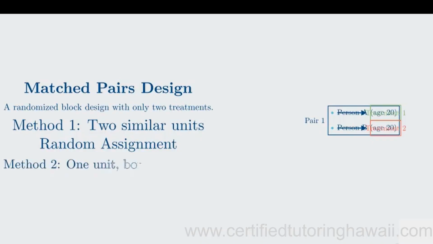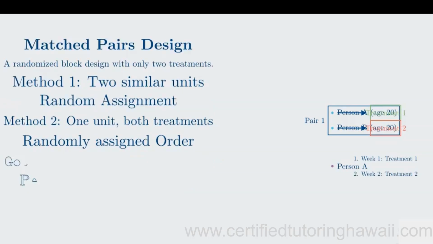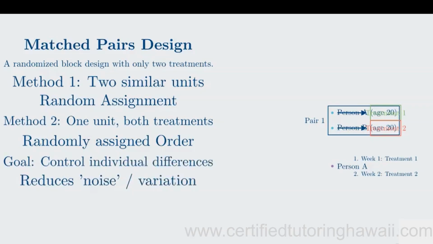The second method is to have the same person receive both treatments. For example, if we are testing two different types of running shoes, a runner might wear shoe A for 1 week and shoe B for the next. Crucially, the order must be randomized so that fatigue or learning does not become a confounding variable. The goal of matched pairs is to make the comparison as precise as possible by controlling for individual differences. It is often much more effective than a completely randomized design because it eliminates the noise of person-to-person variation.